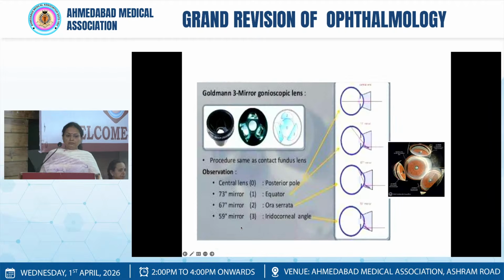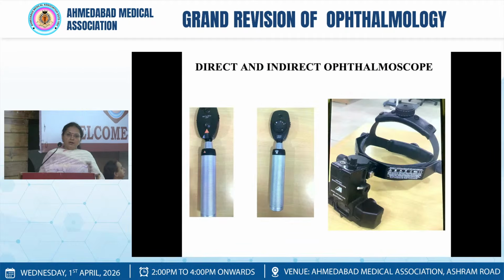So, if you have asked about the 3-mirror gonio lens, they may ask which part of the lens is used for seeing which structure. The central part is to see the posterior pole, macula. Then this is for the equator, then ora serrata, and the triangular part is used for seeing the anterior chamber or iridocorneal angle.